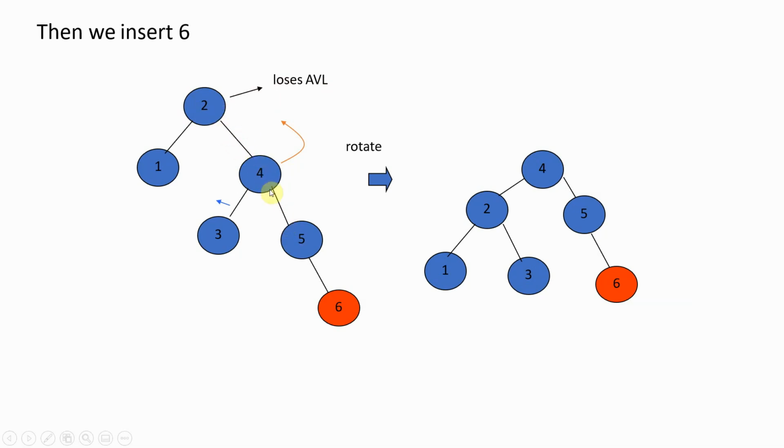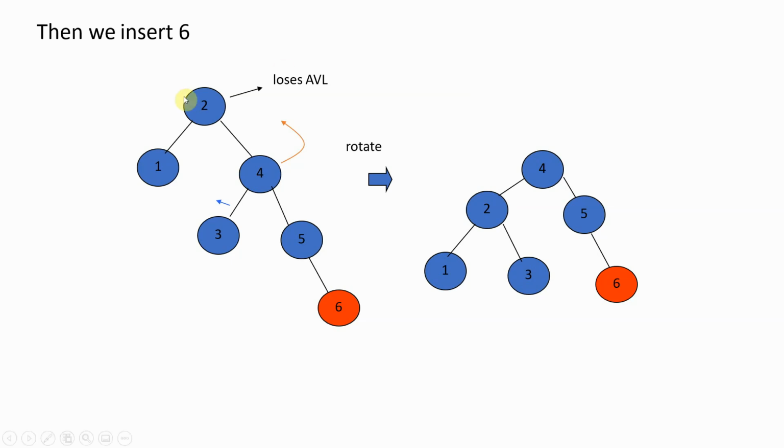So this is still an outside case, but it's a little bit more complicated than what we saw before. Why? Because now this node has a left child. So let's see how we can fix this. Again, we have to do a left rotation. Which three nodes do we have to do the left rotation on? We do the rotations on three nodes.